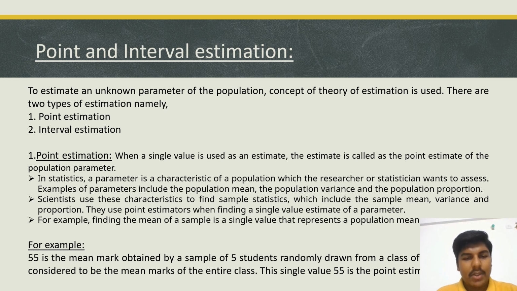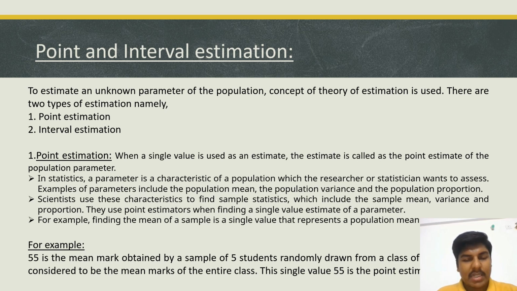When a single value is used as an estimate, the estimate is called the point estimate of the population parameter. In statistics, a parameter is a characteristic of a population which the researcher or statistician wants to assess. Examples of parameters include the population mean, the population variance, and the population proportion.